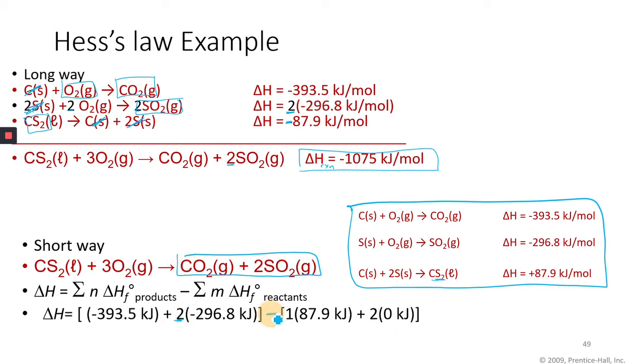Minus, this minus is very important, the sum of the products. So I have 1 CS2, and to make 1 CS2, it's 87.9. And oxygen in its standard state is 0. And when I do all that, I will get the same answer that I got doing it the long way.